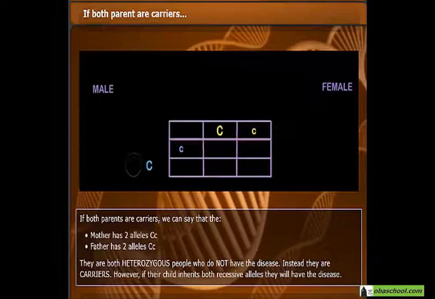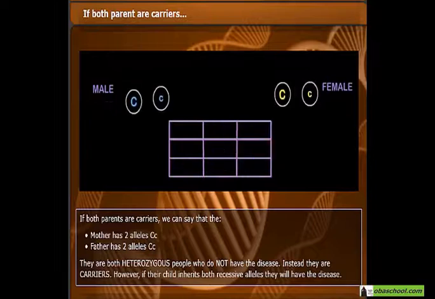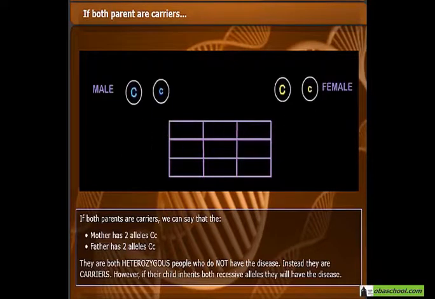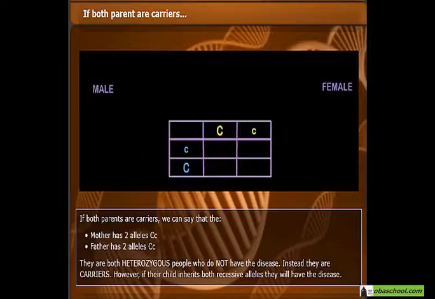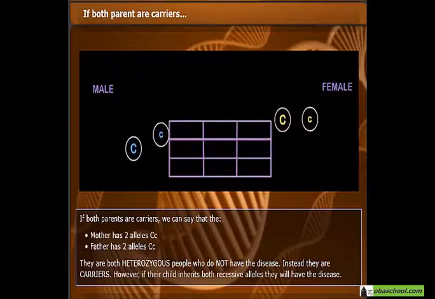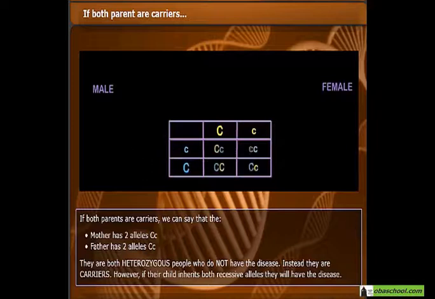If both parents are carriers, we can say that the mother has 2 alleles, big C, little c. Father has 2 alleles, big C, little c. They are both heterozygous people who do not have the disease. Instead, they are carriers. However, if their child inherits both recessive alleles, they will have the disease.